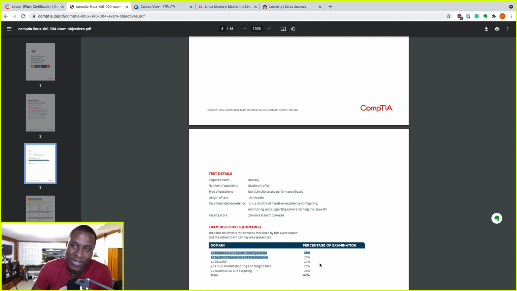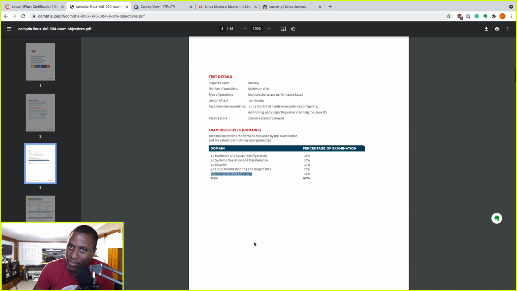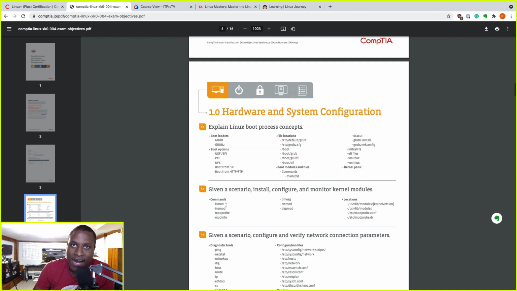It tells you what domains are covered here: hardware and system configuration, system operation and maintenance, security, Linux troubleshooting and diagnosis, automation and scripting. As I said, this part was pretty interesting. I did get a performance-based question based on scripting, so pay attention to that. I break it down: bootloader, some of the things that you have to understand, GRUB and GRUB2, boot options, UEFI, PXE and all that stuff.